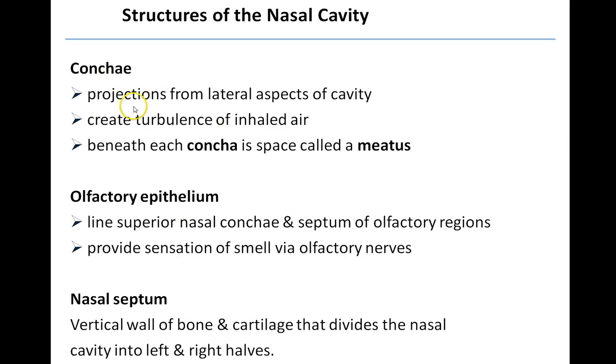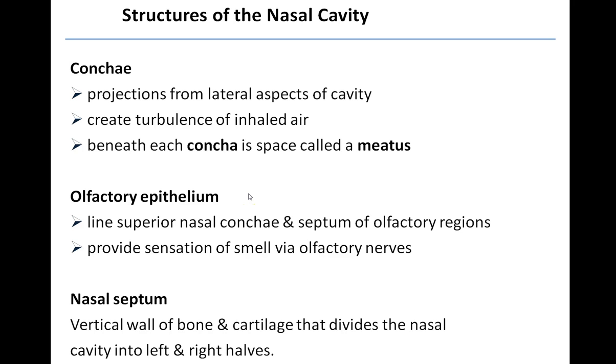This summarizes some of the details that I've just been talking about. Within the nasal cavity, on the lateral aspects of the cavity, both the left and right side, there are projections of bone that curve down. These are called conchae. What these do is create turbulence as air flows into the nasal cavity. That is important for allowing the air to be warmed, humidified and cleaned before it's moved further into the respiratory system. Beneath each of these curved projections is a groove-like structure we call a meatus.